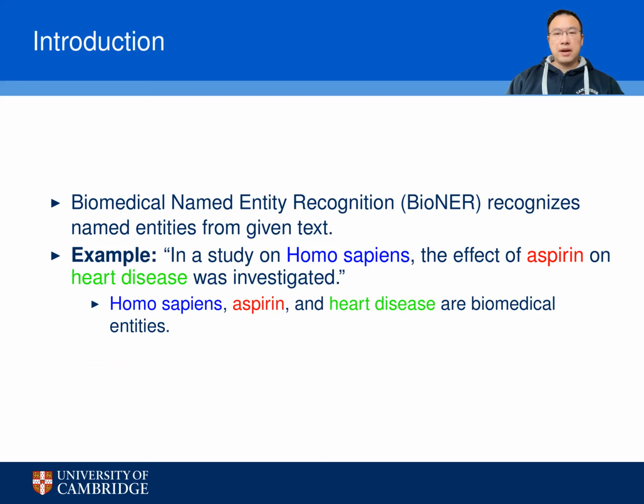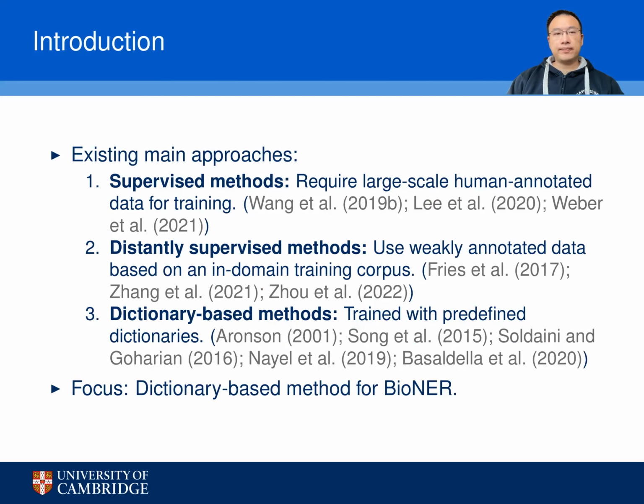Biomedical named entity recognition aims at recognizing named entities from given text. Here is an example. Given a sentence containing many biomedical named entities, we hope our model can extract this kind of named entities from that sentence. There are many methods proposed to solve this problem.